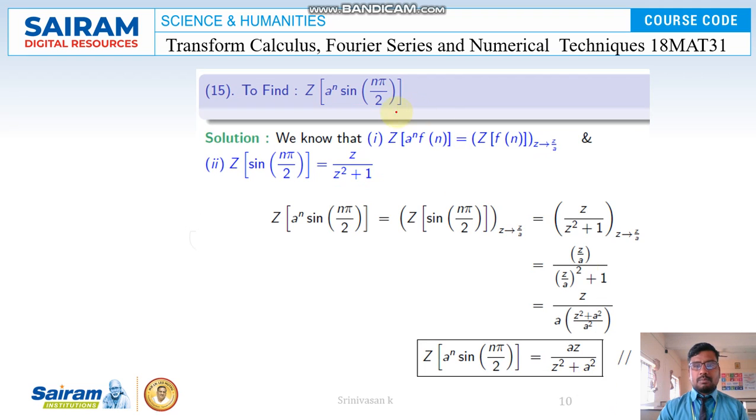Next, a power n sin(n pi by 2). Here also we can take Z of sin(n pi by 2), that is z divided by z square plus 1, and apply this value and replace z by z divided by a, we get the solution.